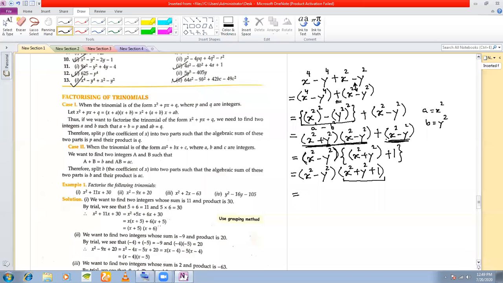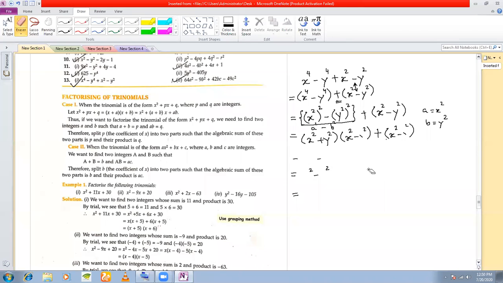Sir, can you please explain it once again? This which step? Which step? Tell me. So from the 4th step. Okay, this step. You understood this step, right?